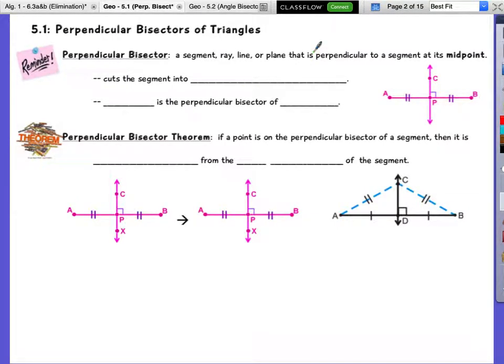We said a perpendicular bisector is a segment, ray, line, or plane that is perpendicular to a segment at its midpoint. And it cuts the segment into what? What did you guys fill in? Two congruent parts.